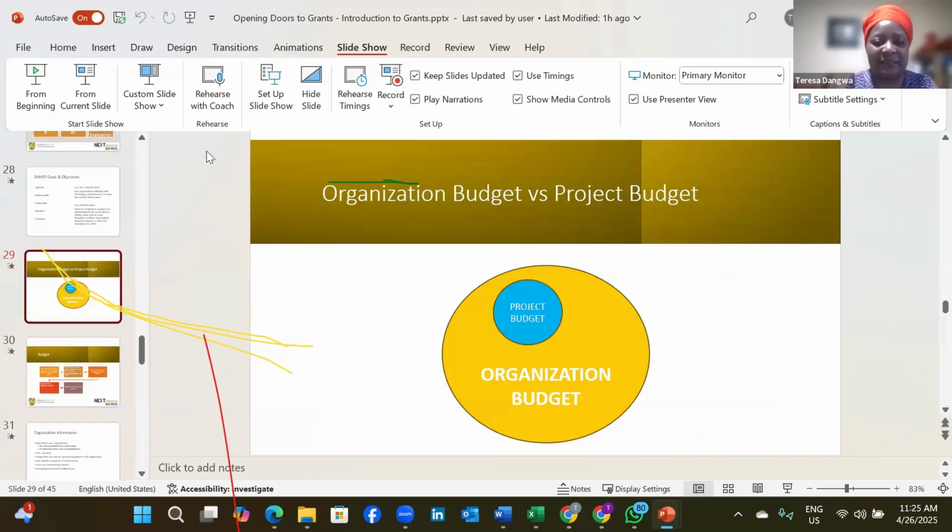So budget. There are two types of budget that your organization has. It's going to be the organizational budget. That's the main budget. And then within the organizational budget is the project budget. The project budget is smaller, a specific project, versus the organizational budget, which includes everything and any other projects you have. Always know that those are two different budgets. And when you submit your application, it should also have those two very distinct budgets.